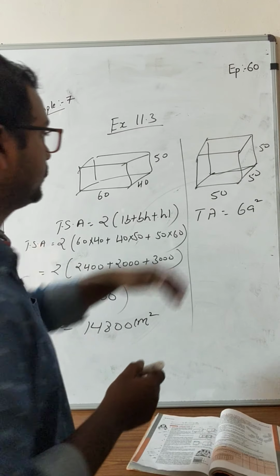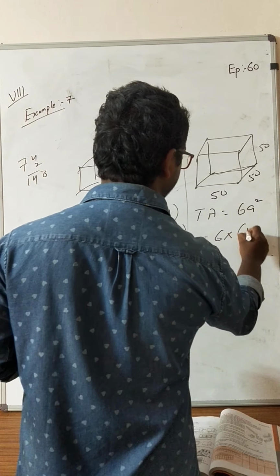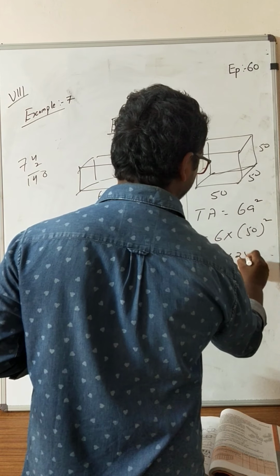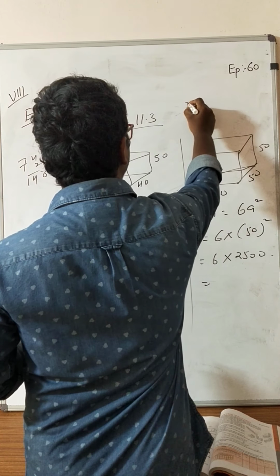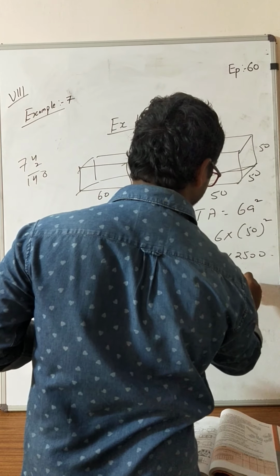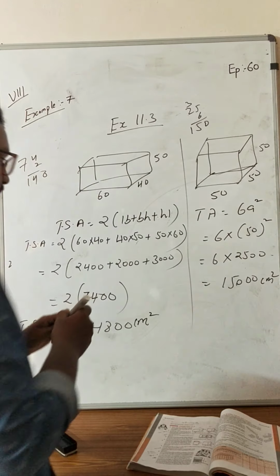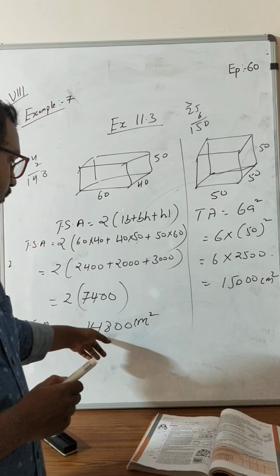Now let's find the total surface area of the cube. Total surface area of a cube is 6 into a square. A is 50, whole square. So 6 into 50 square is 6 into 2500. If you multiply 25 into 6, you will get 150, so 15000 centimeter square. As you can see, 15,000 is greater than 14,800.